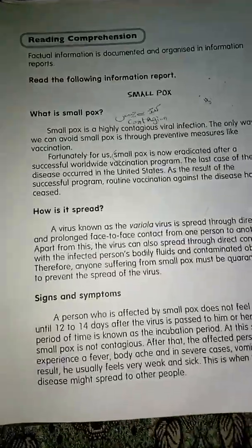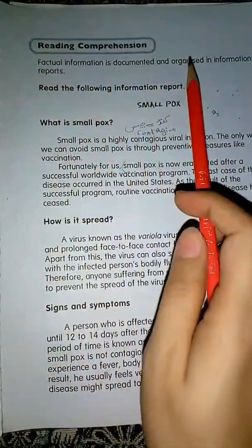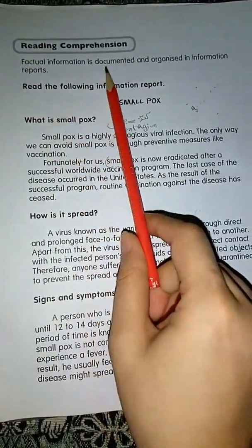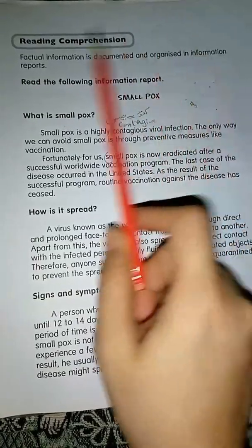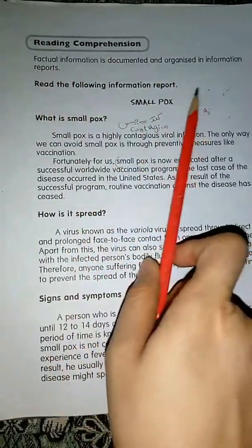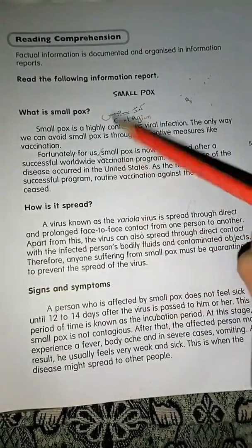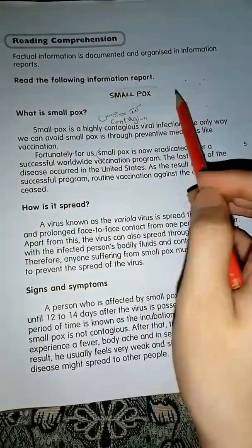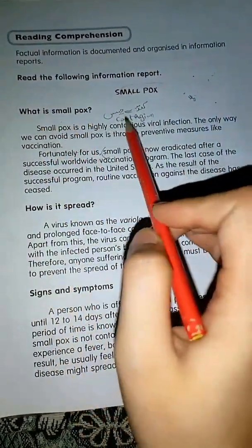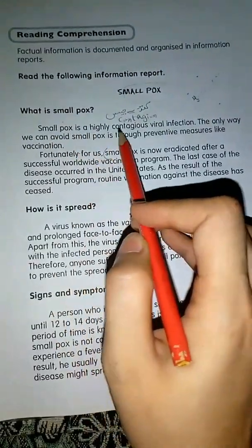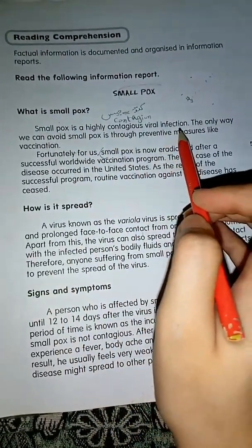So again, take out your activity books and open your page number 49. Read comprehension. Factual information is documented and organized in information reports. Read the following information report. This is the information report about smallpox. What is smallpox? Smallpox is a highly contagious viral infection.